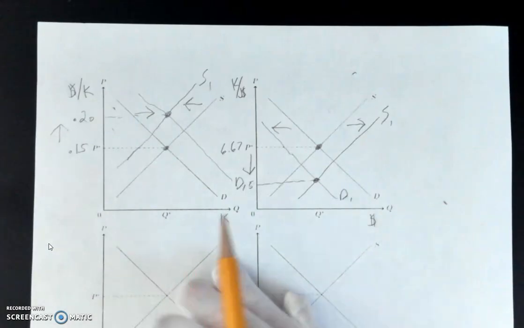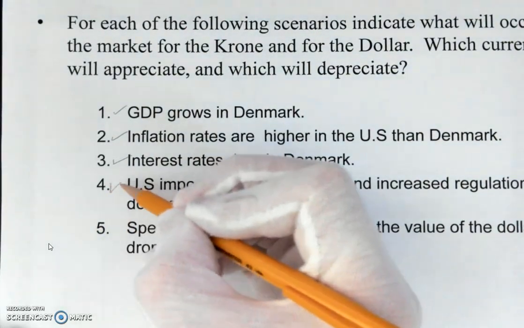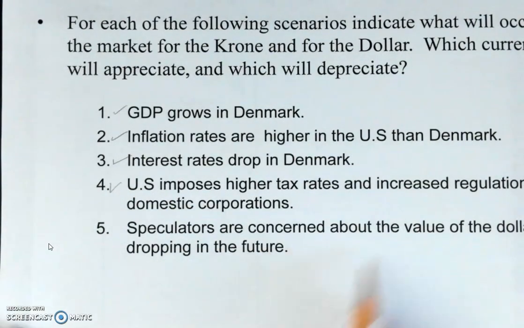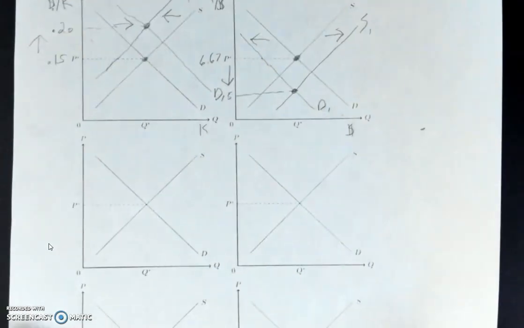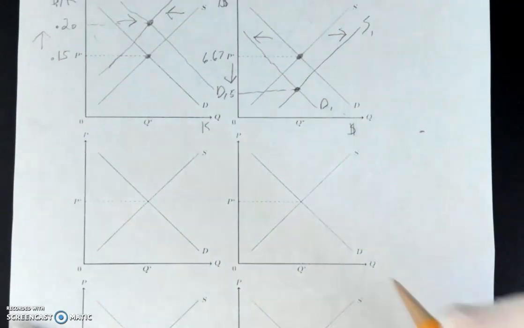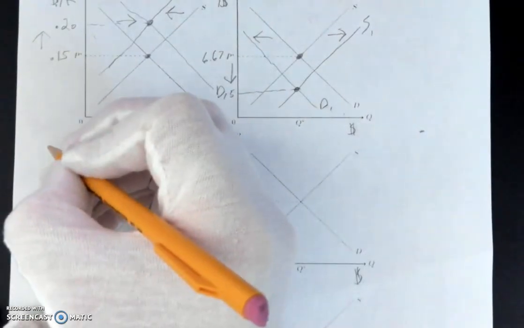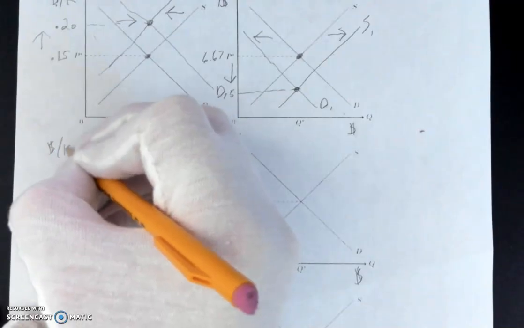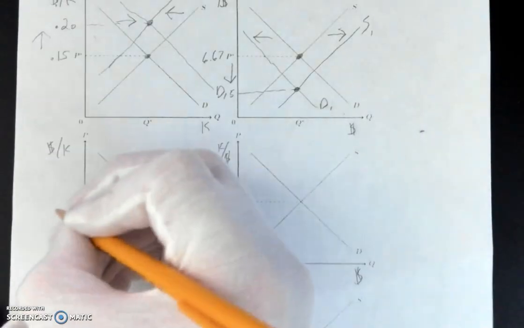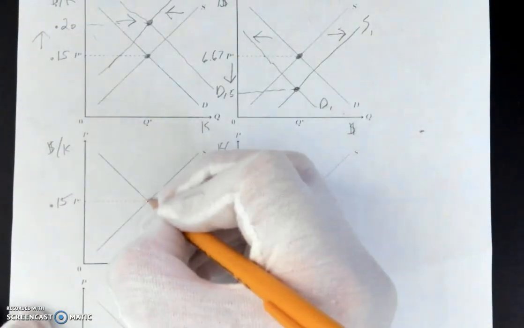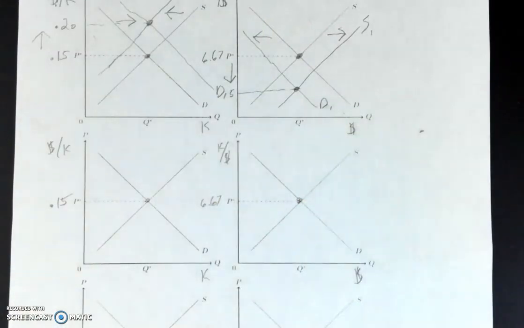All right, let's do the next one. So that one was here. Let's do speculators are concerned about the value of the dollar dropping in the future. So for this one, same process. I think you've got it down now, but it's good to practice. Market for dollars here, krones here. Then we have dollars per krone, krones per dollar. Okay. And again, 15 cents, the initial equilibrium, which is 6.67 here.